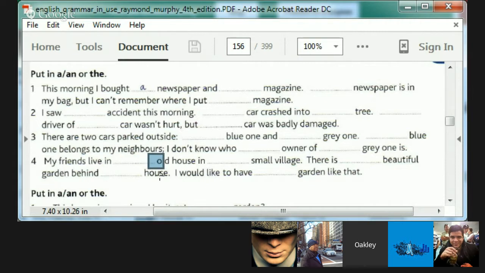Because of the vowel sound that begins the word. Yes, I said in an old house. You did? Okay. I just wasn't sure. All right. So good. An old house in a small village. There is a beautiful garden behind the house. I would like to have a garden like that.